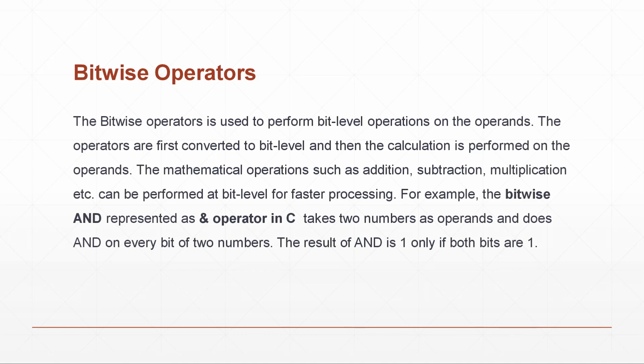Next, we have bitwise operators. The bitwise operators are used to perform bit level operations on the operands. The operands are first converted to bit level and then calculation is performed on the operands. The mathematical operations such as addition, subtraction, multiplication, etc. can be performed at bit level for faster processing. For example, the bitwise AND, represented as ampersand operator in C, takes two numbers as operands and does AND on every bit of two numbers. The result of AND is 1 only if both bits are 1.